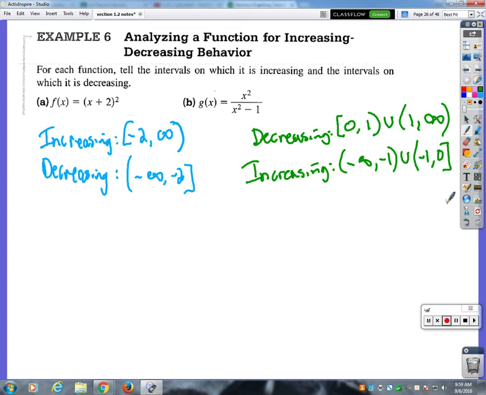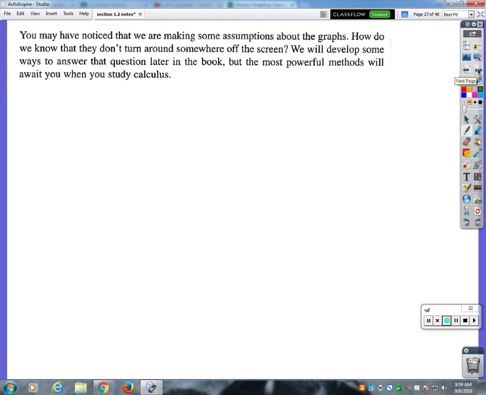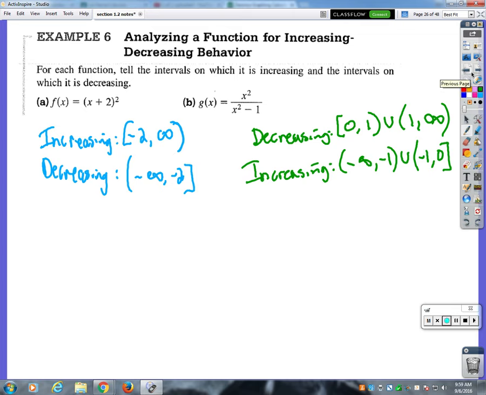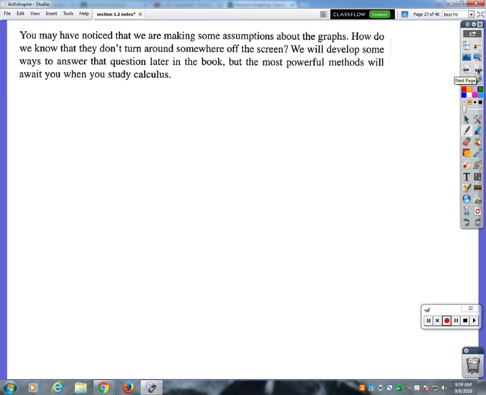Okay? Questions? Okay, can you see a little bit how the ideas of continuity and increasing, decreasing sort of connect, because there's a discontinuity in here and that affected our answer and so forth?